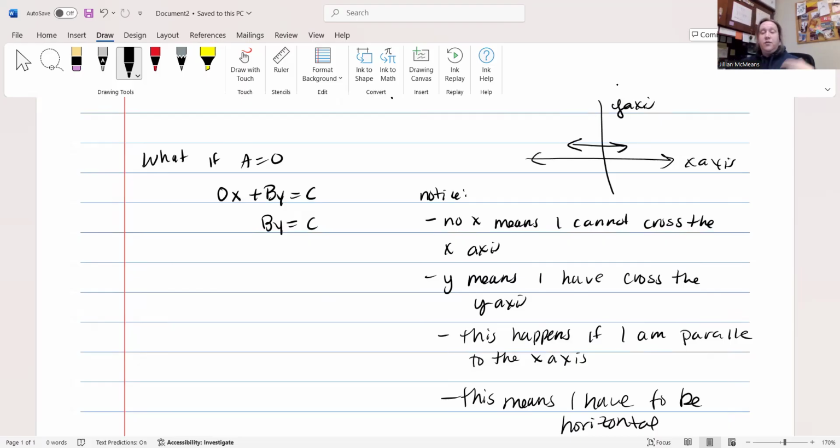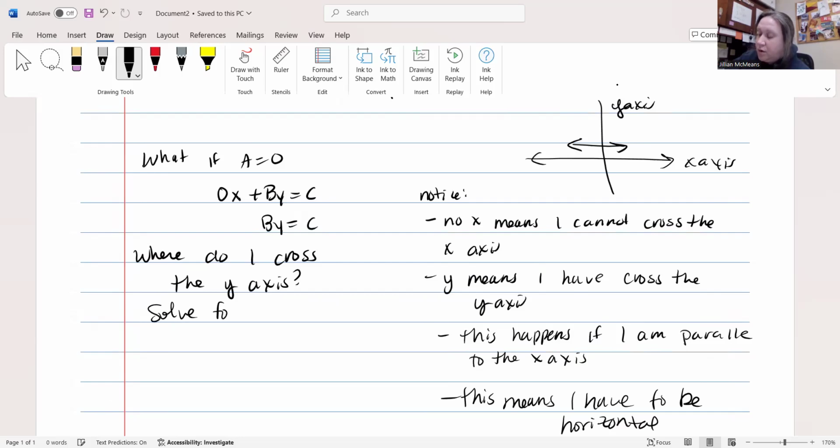We know that if the A coefficient is 0, the x term just becomes 0. We're left with by equals c. We have a y, which means we have to cross the y-axis. We do not have an x, which means we cannot cross the x-axis. Two lines never intersect if they're parallel. So we want to be parallel to the x-axis so as not to cross it. This means we have to be horizontal, okay? Which is all well and good. But where do I cross the y-axis?